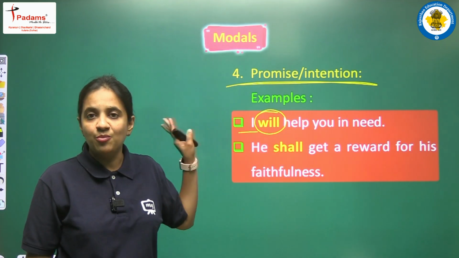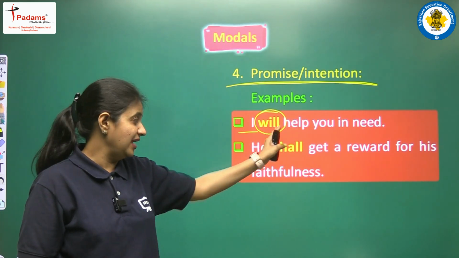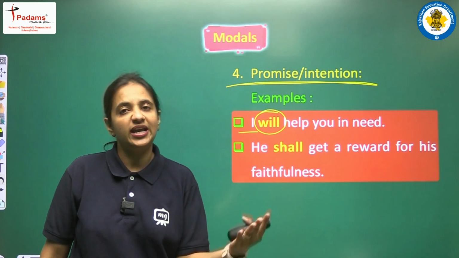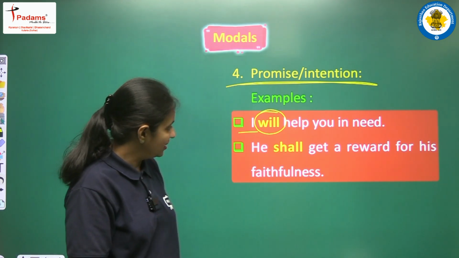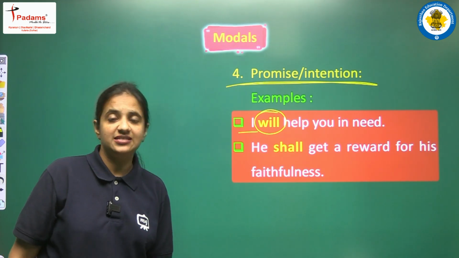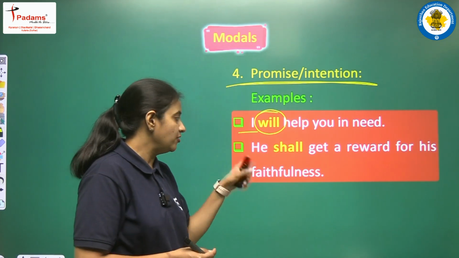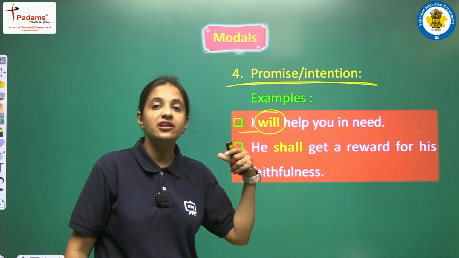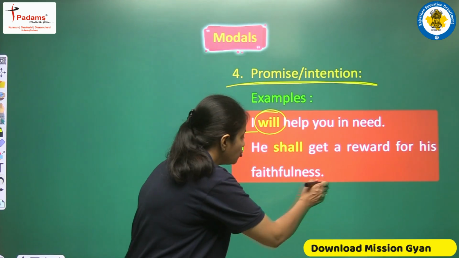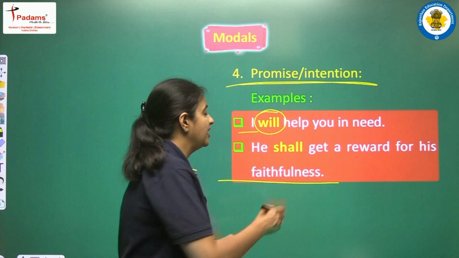So yes, this is a modal here, and we are showing our promise, our intention, and we are saying that I will help you in need. Next example, he shall get a reward for his faithfulness. Again we are showing our promise, our intention, and we are saying that he shall get a reward. Why? Because he is very faithful, because of his faithfulness he shall get a reward.